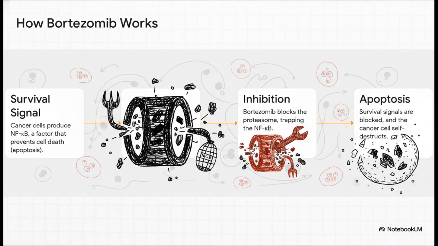All the toxic junk proteins build up and up and up until the cell has no choice but to trigger its own self-destruct sequence. We call this apoptosis. It's a very elegant way to make a cancer cell commit suicide, especially in diseases like multiple myeloma.